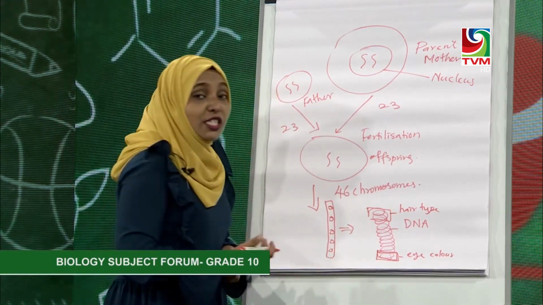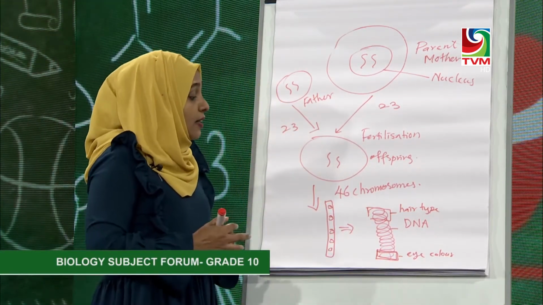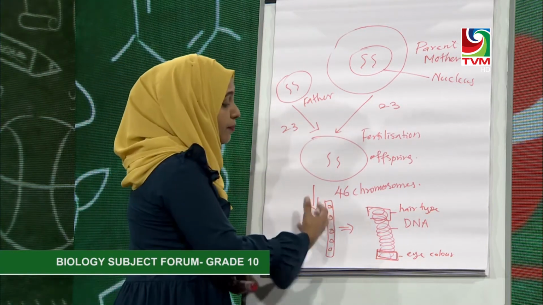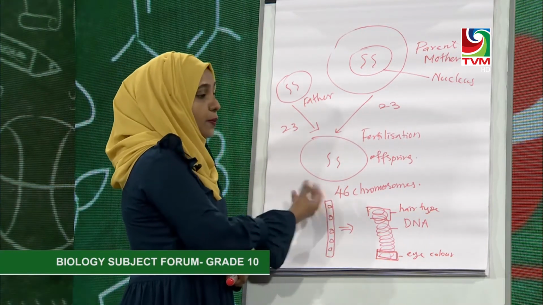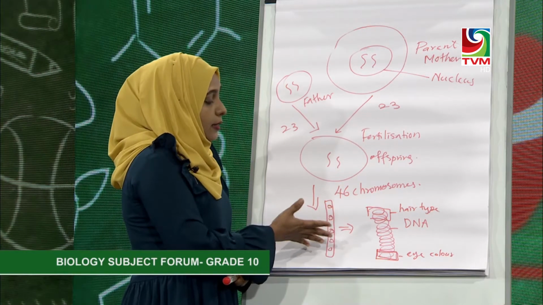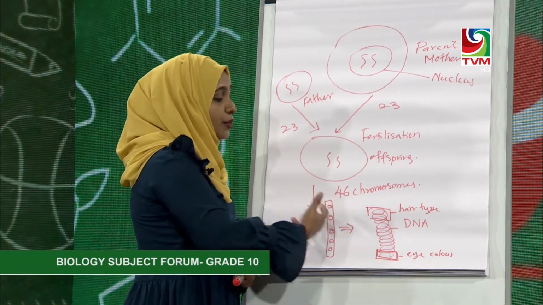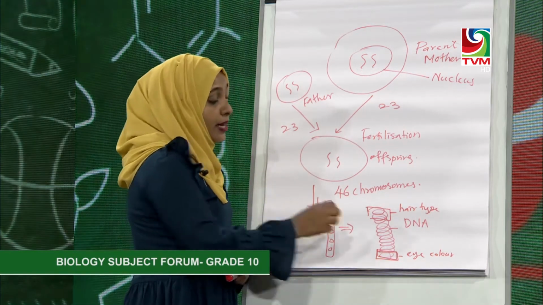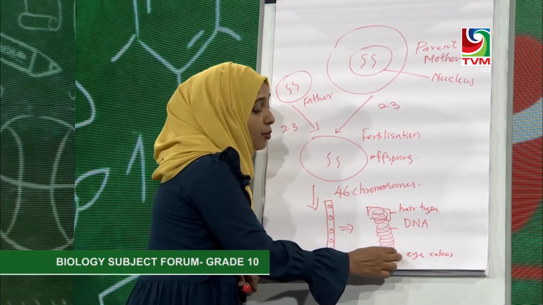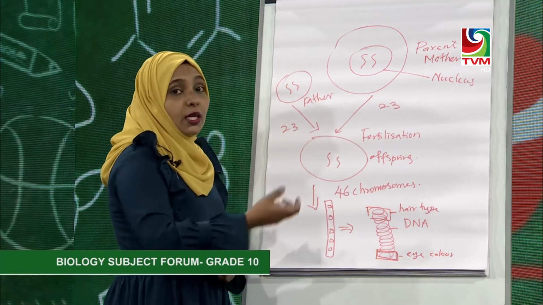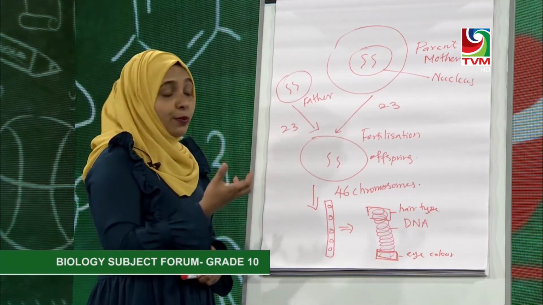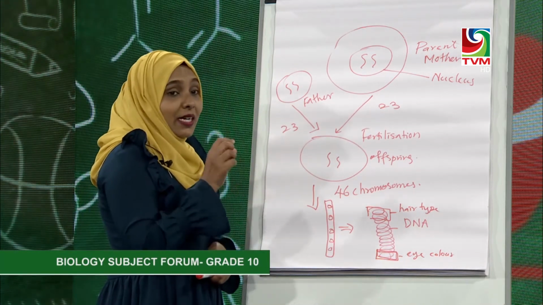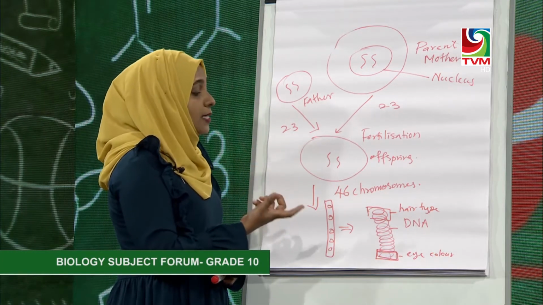A chromosome will have lots and lots of genes in it. When we look at a chromosome and go into the details, it is actually a coiled DNA molecule, and the section of the DNA molecule, the length of the DNA molecule which is coding for specific protein production, that is what we call a gene.